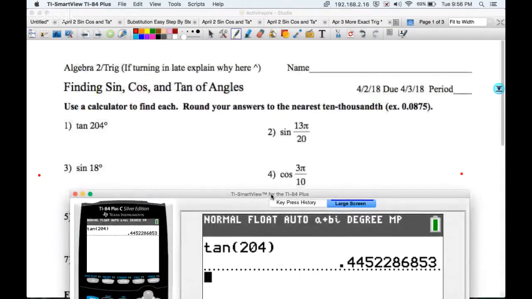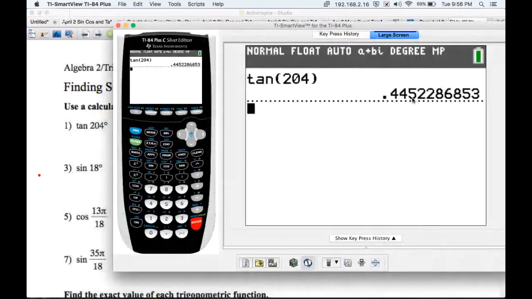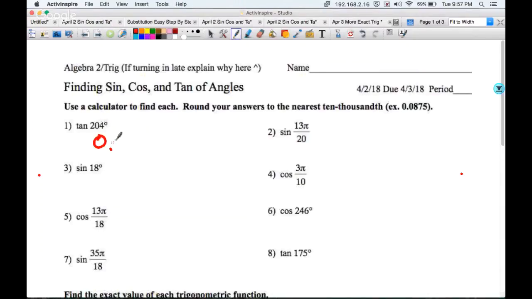Let's see, it wants it to the nearest 10,000th. That's 4 places after the decimal, so I would round this to here. So 0.4452.